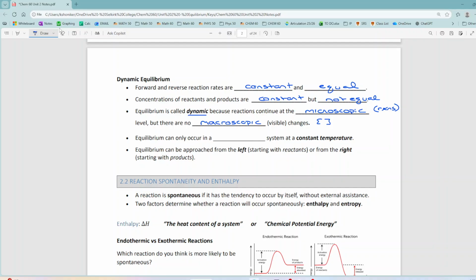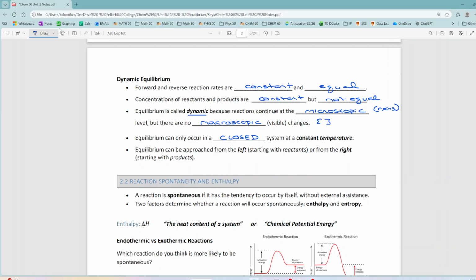Now, very key, equilibrium can only occur in a closed system. If you allow things to escape or enter, then you're changing things, right? If you have reactants turning to products and those products are gases and they escape the container, how are they going to reform reactants, right? They can't, they're gone.